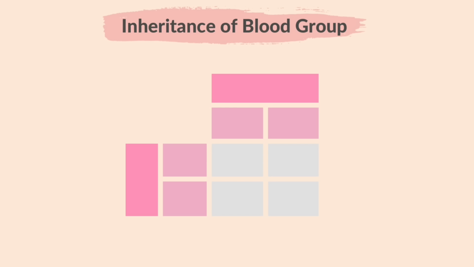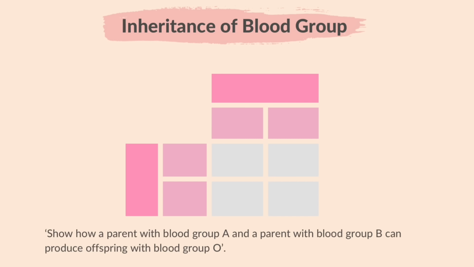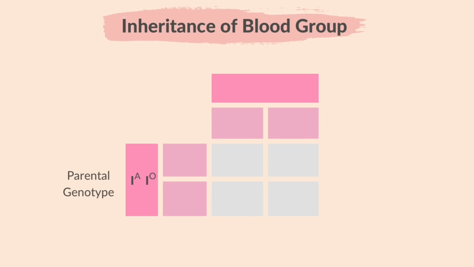Let's look at a genetic diagram to predict the outcome of a cross that involves codominant alleles. So for example, say we are asked to show how a parent with blood group A and a parent with blood group B can produce offspring with blood group O. So the genotype for the parent with blood group A will be IAIO, and for the parent with blood group B, it will be IBIO. The gametes will be IA and IO for one parent and IB and IO for the other.